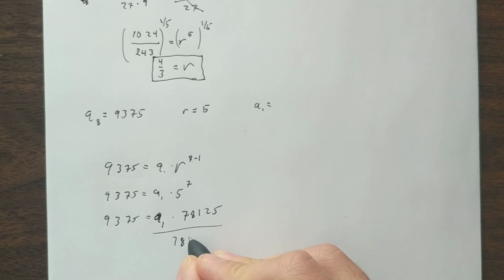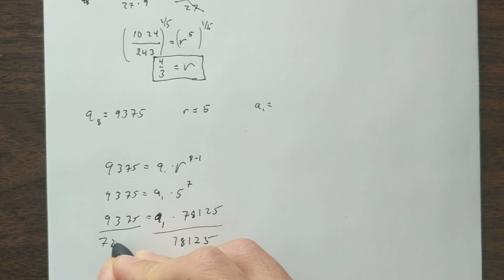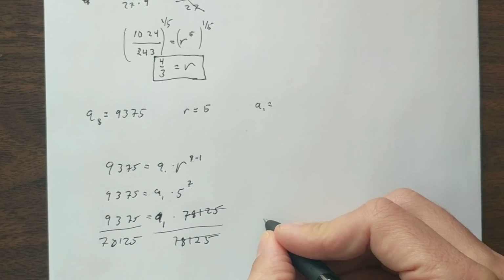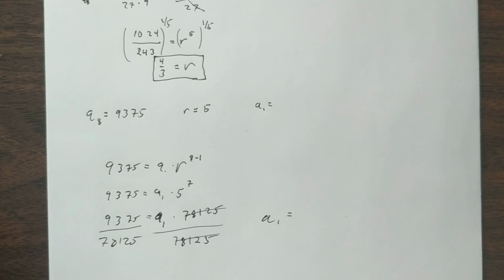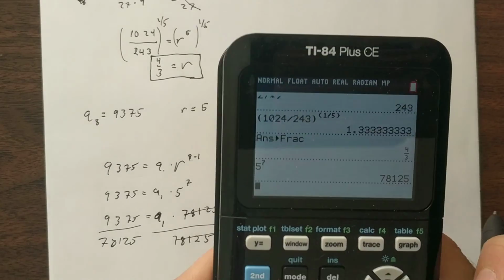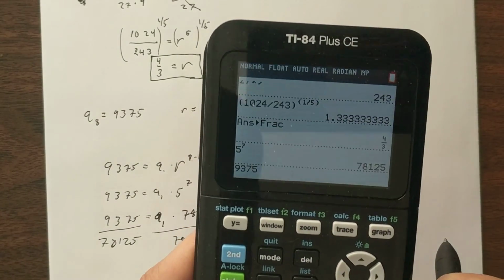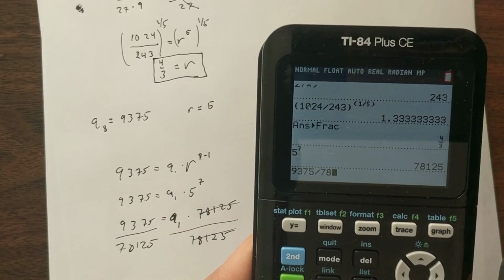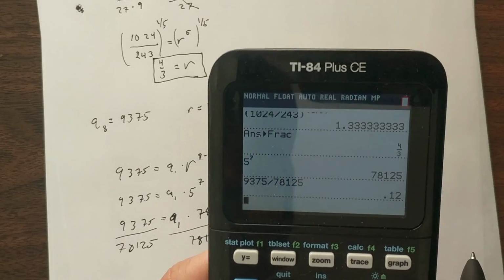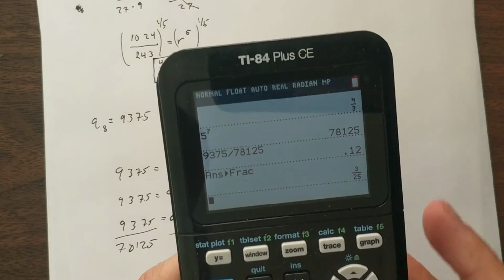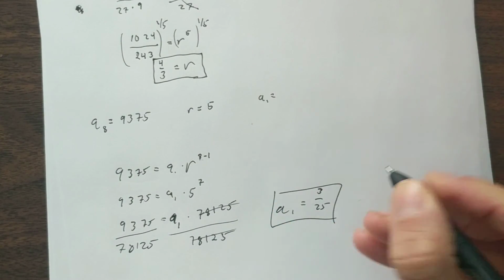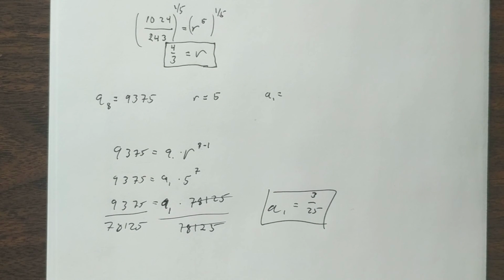So to figure out your first term, you're going to have to divide both sides by 78,125. That cancels these two things. And so I get a sub 1 equals, get your calculator out, 9,375 divided by 78,125. That again is a decimal, but turn that into a fraction, 3/25. So my first term is 3/25. So that's kind of how you do the last couple of problems on that homework. Hopefully that helps. All right, thanks.